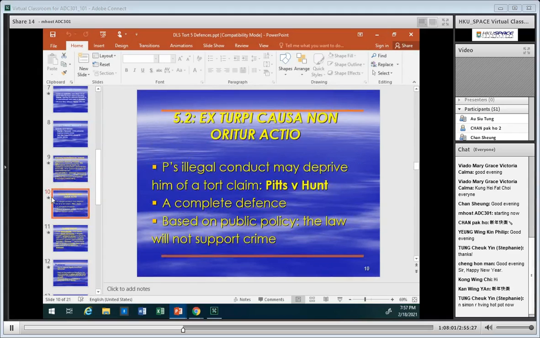Okay, so I think it's probably a good time, everybody, to have our first break. After the break, we'll come back and have a look again at Pitts and Hunt, and you'll see that in Pitts and Hunt, the defence of ex turpi causa did succeed. The defence of Volenti, though, remember, did not succeed. So let's have our first break. After that, we'll carry on with the defence of ex turpi causa.